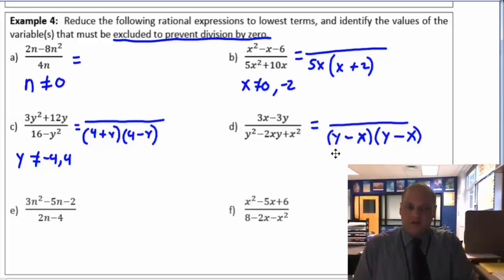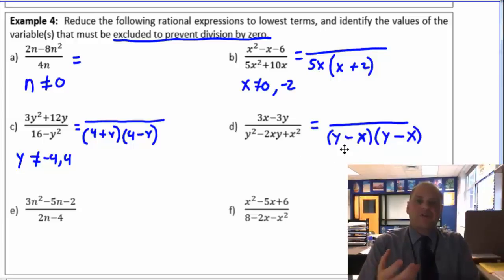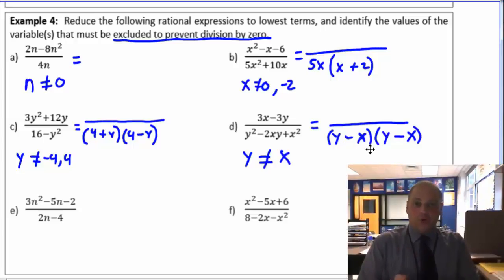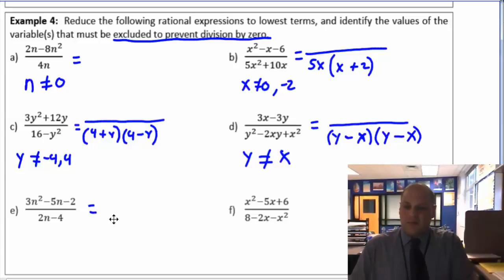All right, here we have y minus x. The restriction is that y and x cannot be the same number. So if y is 3 and x is 3, 3 minus 3 is 0. That's the only time you're going to get a 0 here. So y cannot equal x. That's going to be our restriction. They both can't be 3, they both can't be 5. Y can be 5 and x can be 2 or whatever, but they can't be the same number. Again, we only care about the denominator as far as the restrictions.